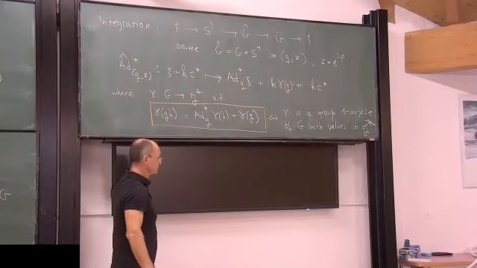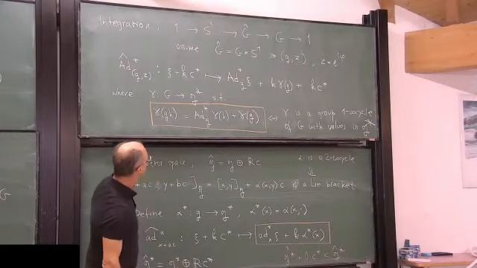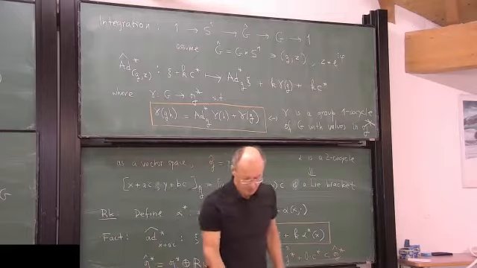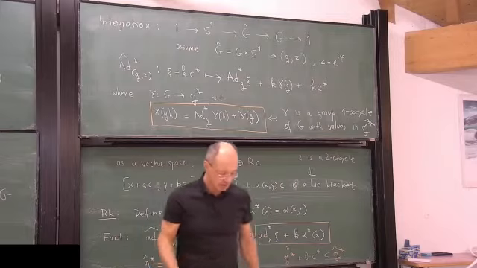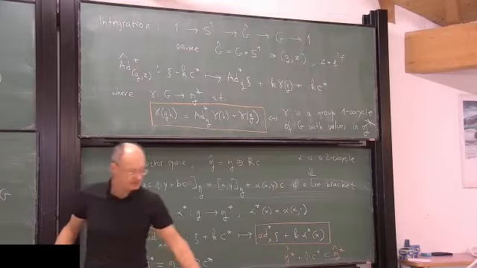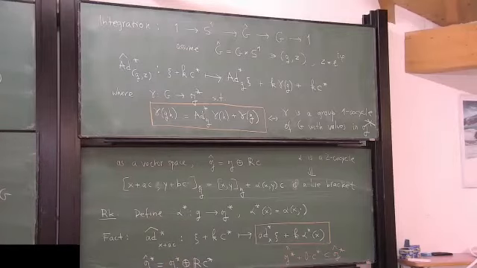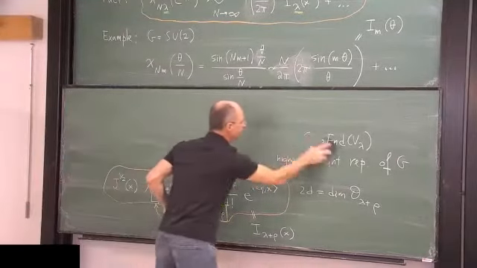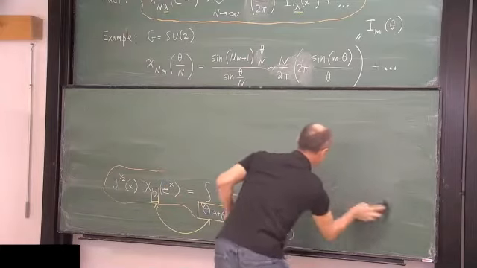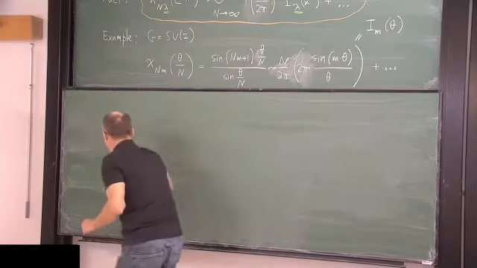Now, this looks beautiful, but pretty abstract. I would like to give you two examples. One very simple example, and one not very simple example. The simple example of this situation will be the so-called Heisenberg group.